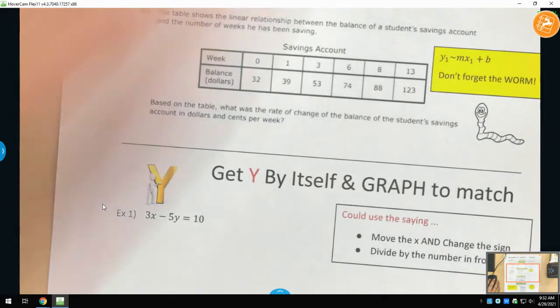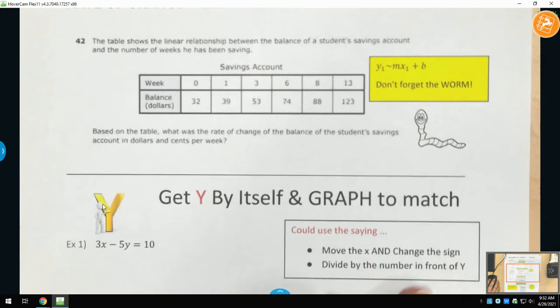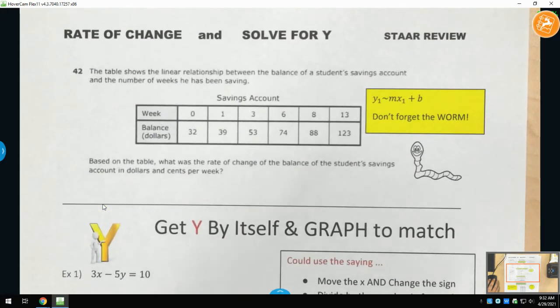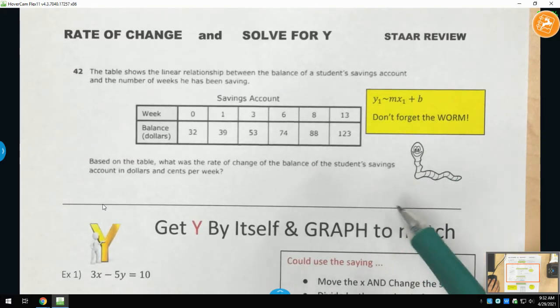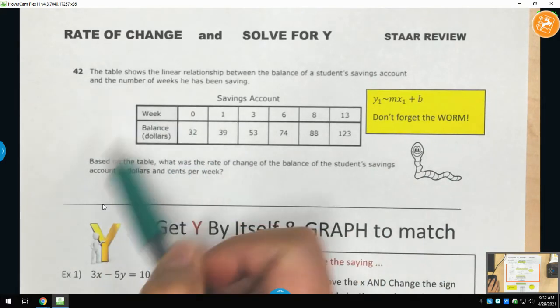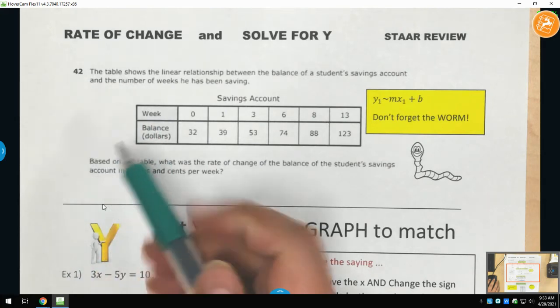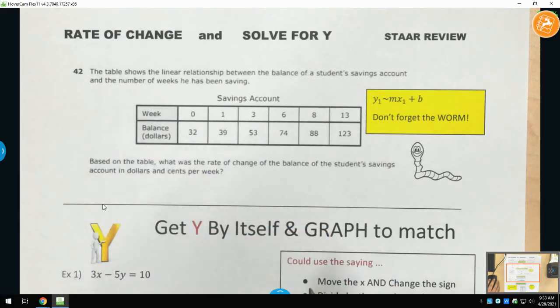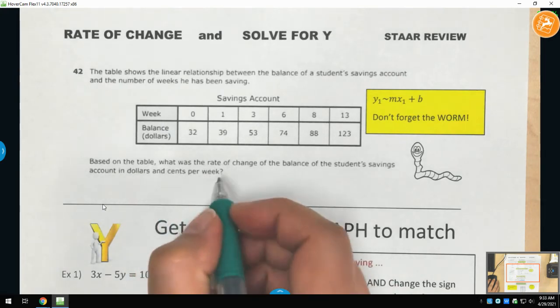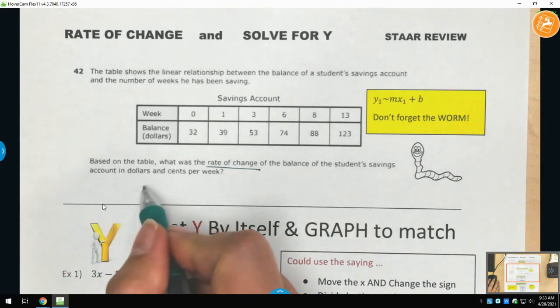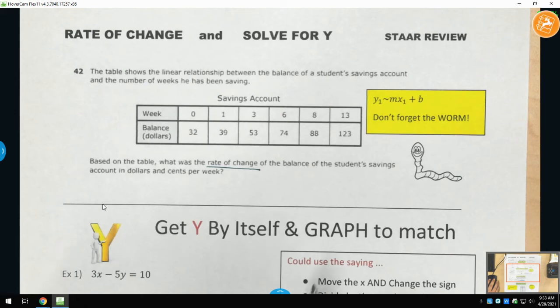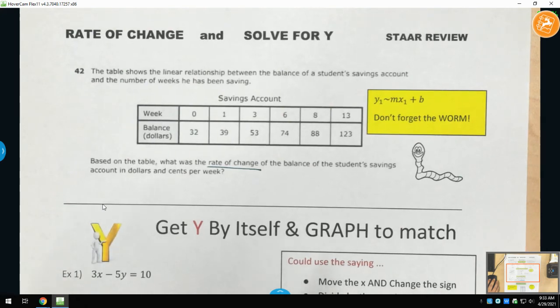So we're going to take another one with a table here. This was from a released STAAR test from a couple years back, and this was a griddable, so there weren't any answer choices. So automatically scary, right? Let's read through it. The table shows the linear relationship between the balance of a student's savings account and the number of weeks he has been saving. Based on the table, what was the rate of change of the balance of the student's savings account in dollars and cents per week? Okay, so that sounds way worse than this problem actually is.